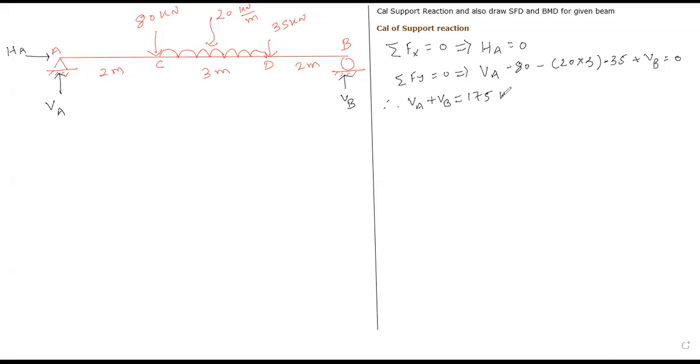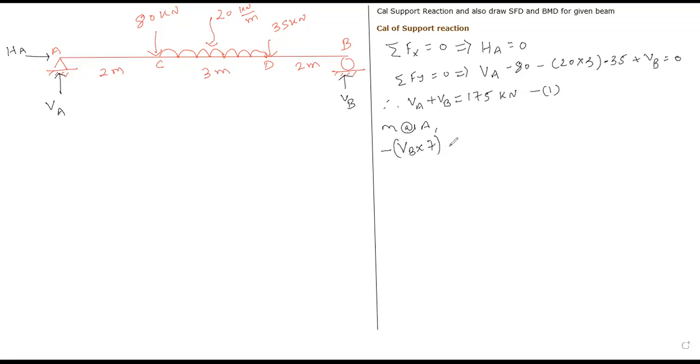Next step: take moment of all forces about point A or point B. We will take moment about point A. Starting from the right side, the distance from point B to point A is 7 meters. The load VB is acting in the upward direction; extend the imaginary line and rotate about point A. You will get an anticlockwise direction. That's the reason minus VB into 7. I hope it is clear to all of you.